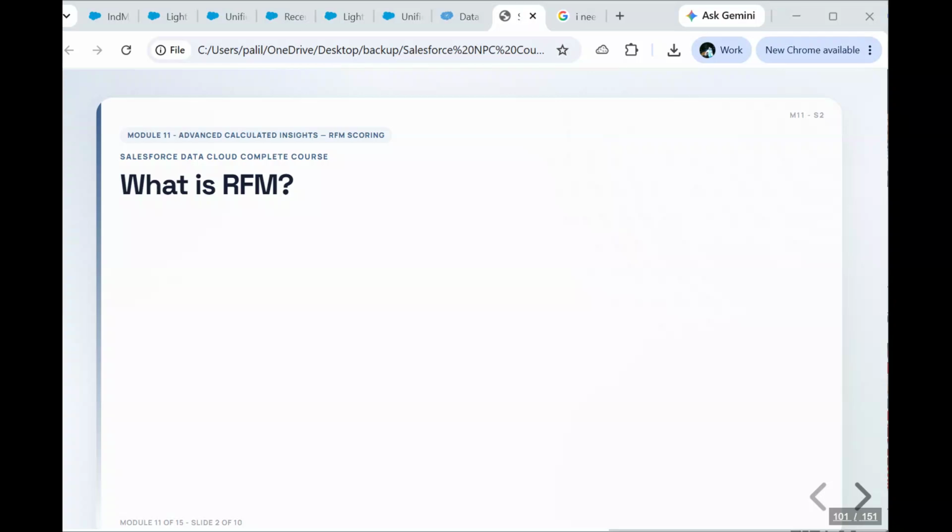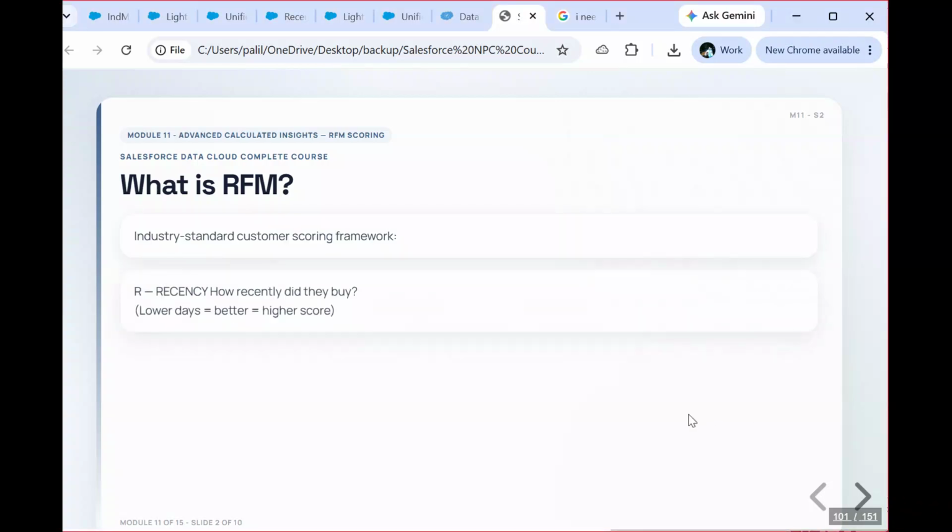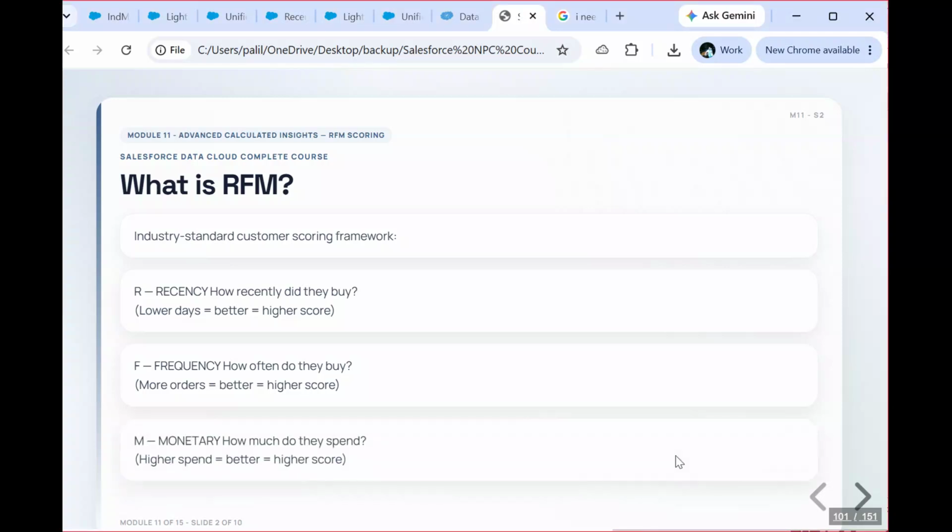RFM stands for Recency, Frequency, and Monetary. Recency asks, how recently did this customer buy? A customer who bought yesterday is more engaged than one who bought a year ago. Frequency asks, how often do they buy? The customer with 10 purchases is more valuable than a one time buyer. And monetary asks, how much do they spend? A customer who spends 600 is more valuable than one who spends 50.